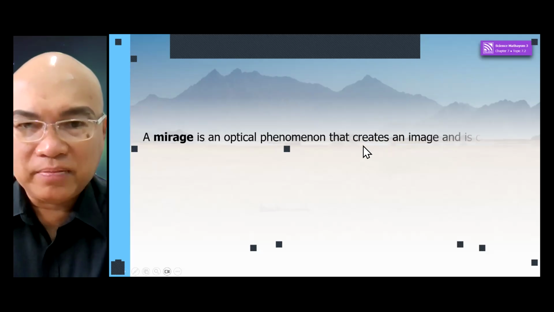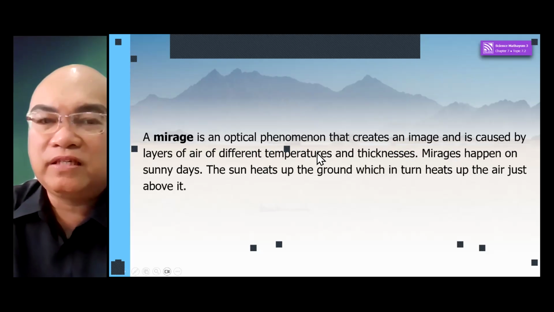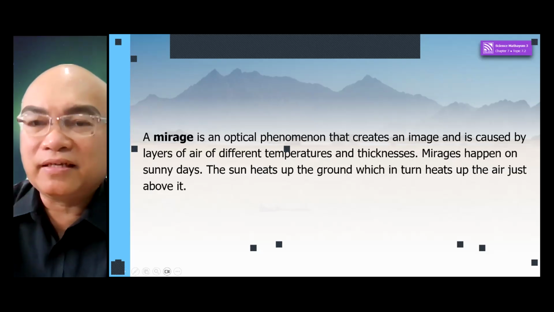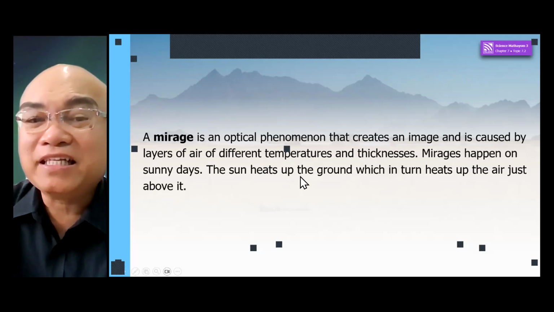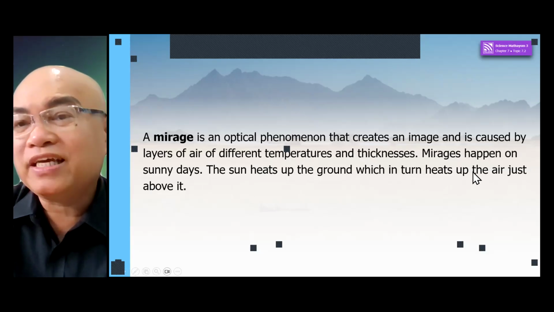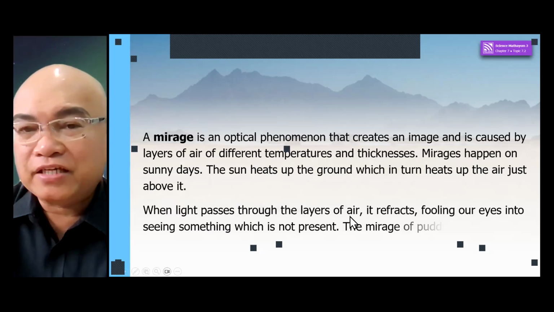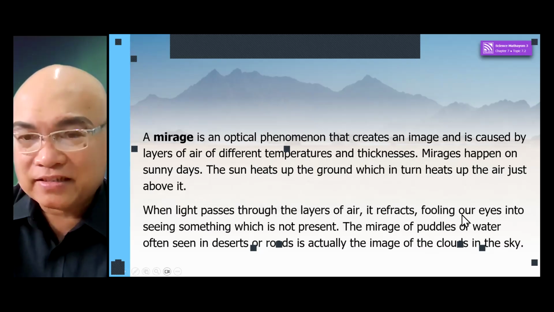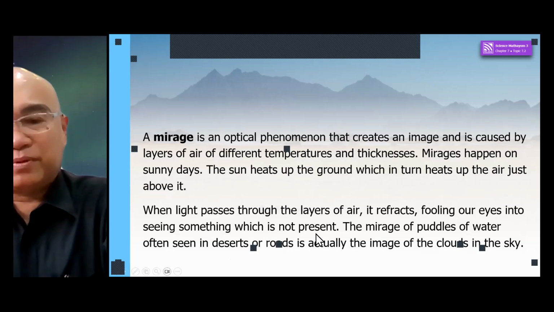It's an optical phenomenon that creates an image and is caused by the layers of the air of different temperatures and thicknesses. Mirages happen on sunny days. The sun heats up the ground, which in turn heats up the air just above it. When light passes through the layers of air, it refracts, fooling our eyes into seeing something which is not present.